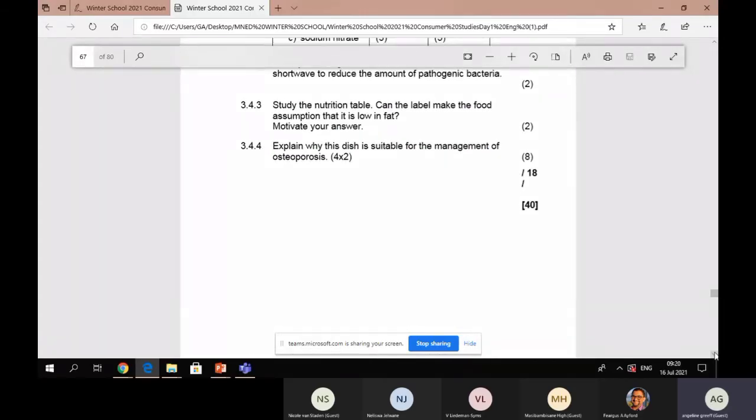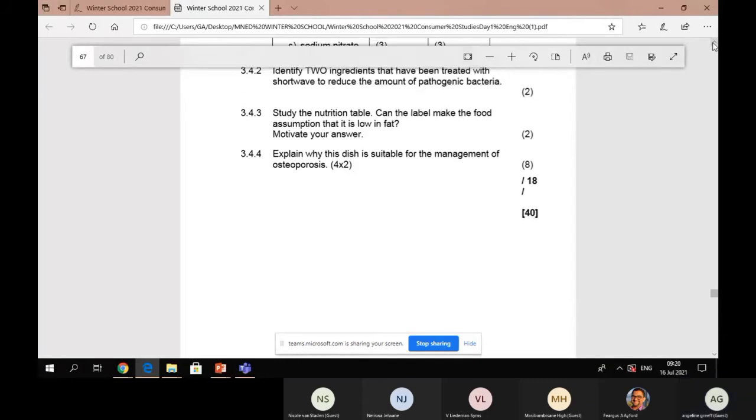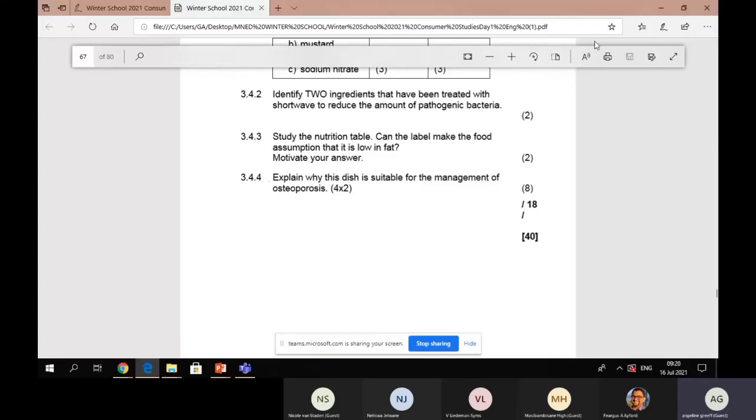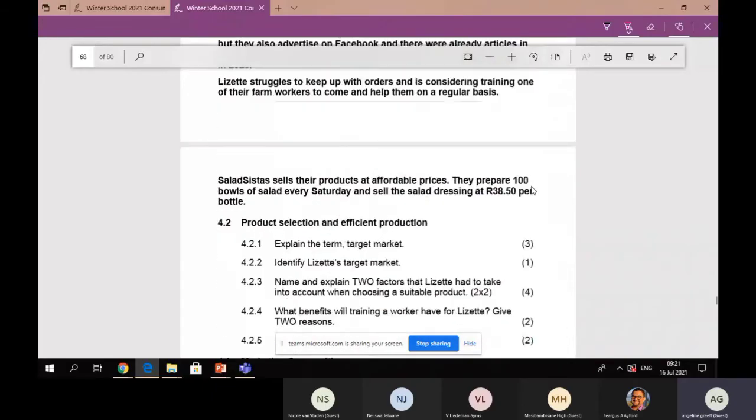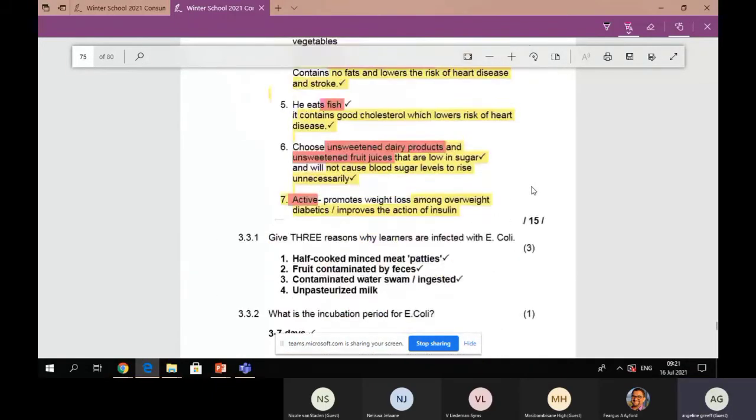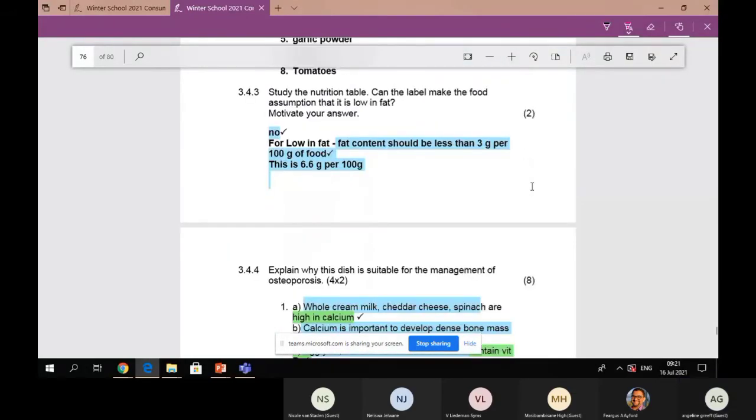Okay, so I want to get to the question where it says the following. Explain, I'm going to highlight it quickly. It says here, explain, first of all, why this dish is suitable for the management of osteoporosis. Right, they don't say for, but once more, how are we going to be led to see? We're going to have a look at the mark allocation, 4 times 2. So I need to mention 4 things and explain it, because that's going to bring me to 8 marks. Right, so let's quickly look at the memo. So if you can turn to the memo. Hopefully I'm not going too fast. Here we go.